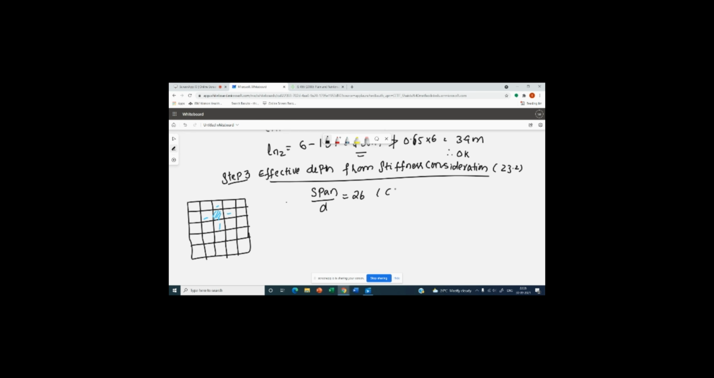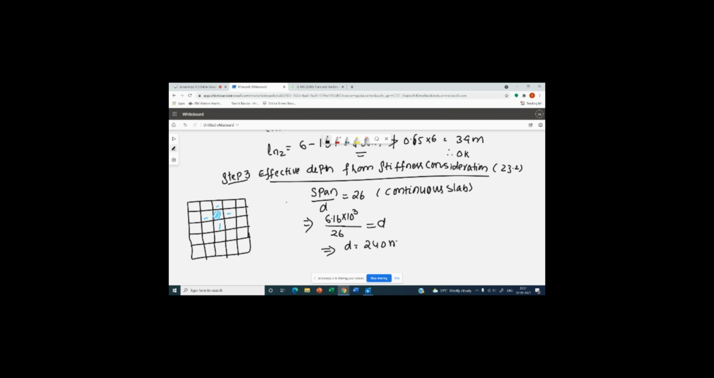Because our slab, our interior panel, is continuous on all four edges, the span we have to consider shall be the bigger span. So it's 6.16 meter clear span, divided by 26. Because slab thickness is generally in mm, I'm converting this meter into mm. That will be your effective depth from stiffness consideration, that is, from the deflection point of view. So we got it as 242 mm.